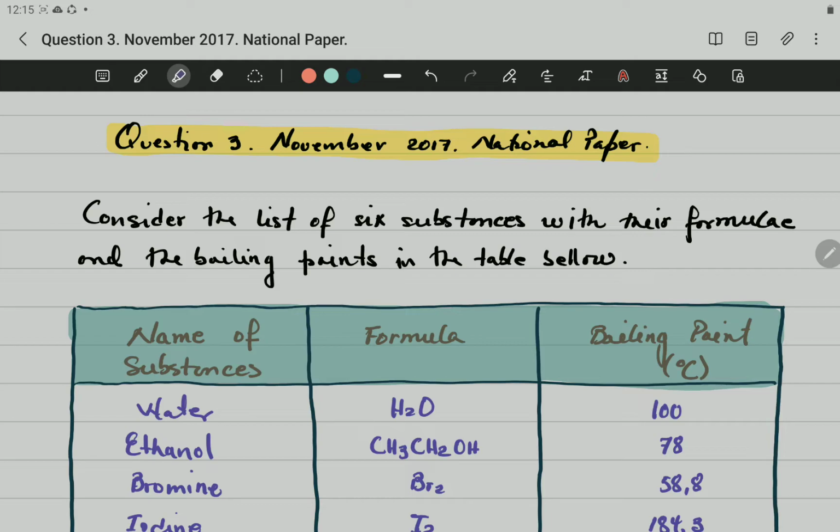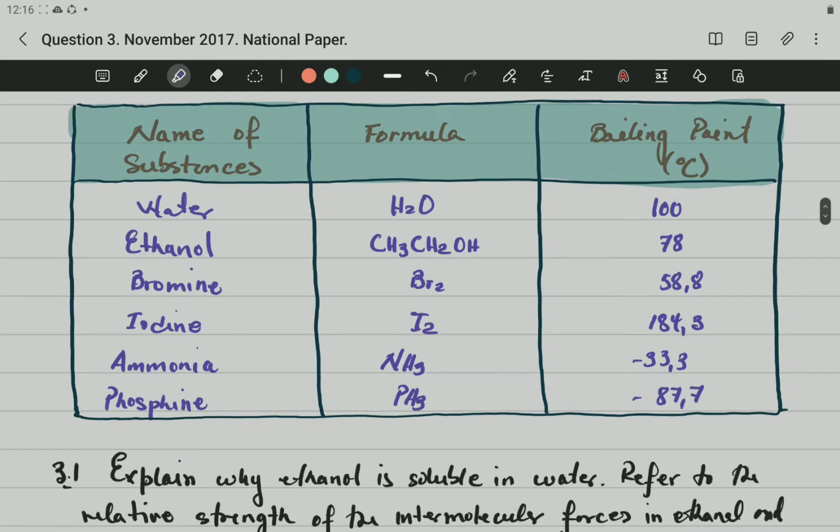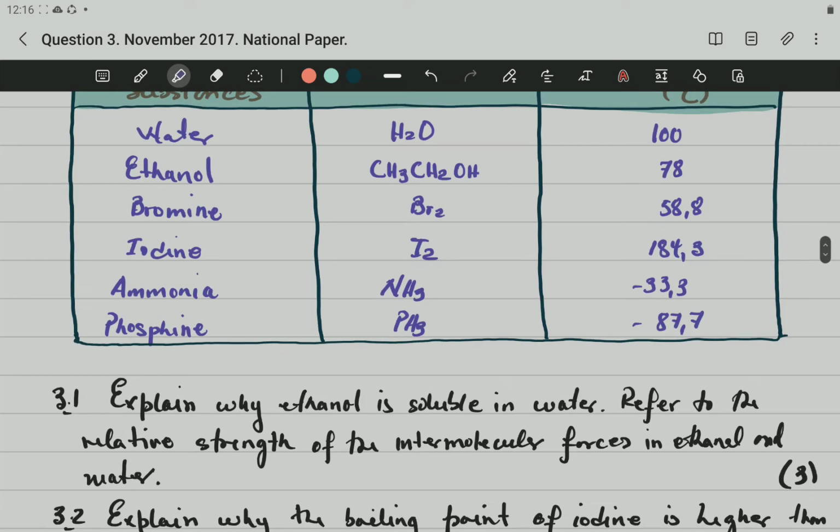Consider the list of 6 substances with the formula and the boiling point of each in the table below. In the first column we have the name of the substances: water, ethanol, bromine, iodine, ammonia, and phosphine. In the second column we have the formula for those compounds, and in the last column we have the boiling point. Question 3.1: explain why ethanol is soluble in water. Refer to the relative strengths of the intermolecular forces in ethanol and water.